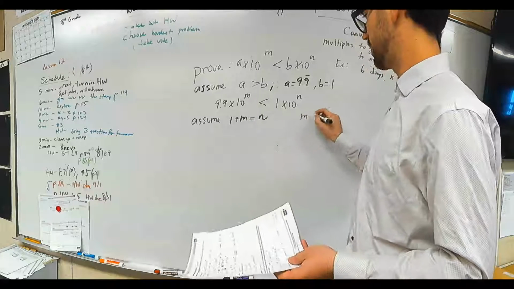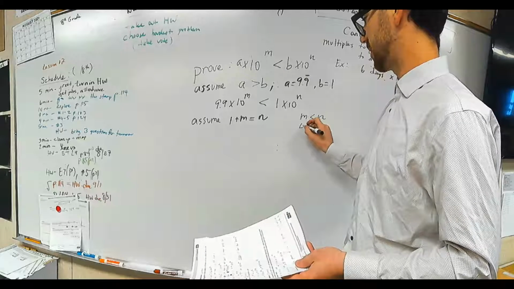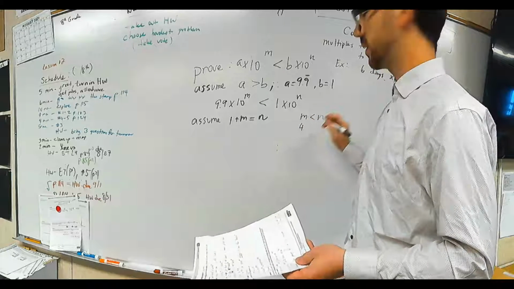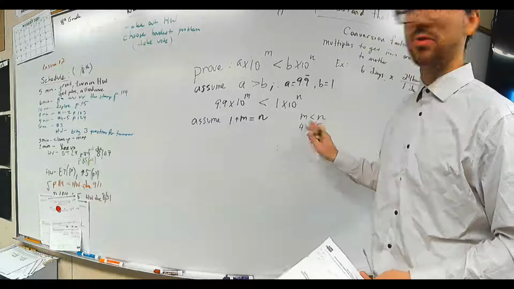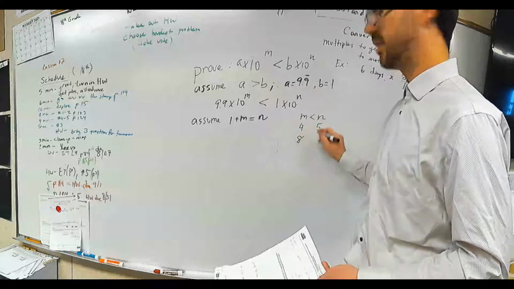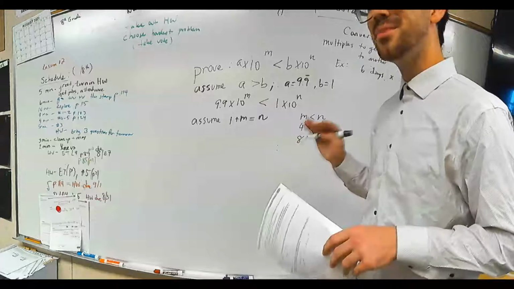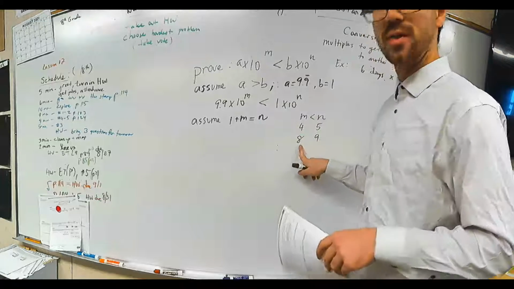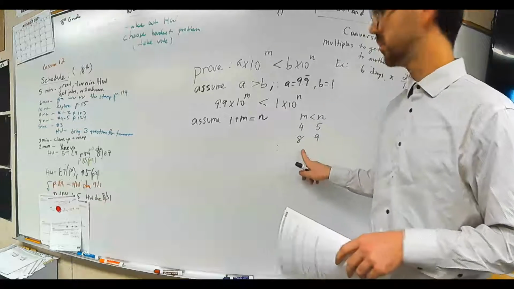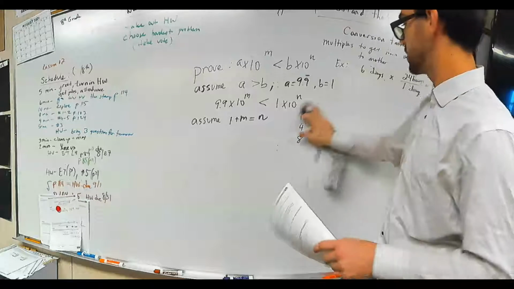We know that m is less than n. If m is, let's say, 4, the very smallest case for n would be 5, right? Any less than that, and this would not be true. If m was 8, the smallest case for n would be 9. So the very minimum case that we have to test is that n is 1 more than m. Okay, so we're going to try this out. We're going to prove this. The most minimum case.